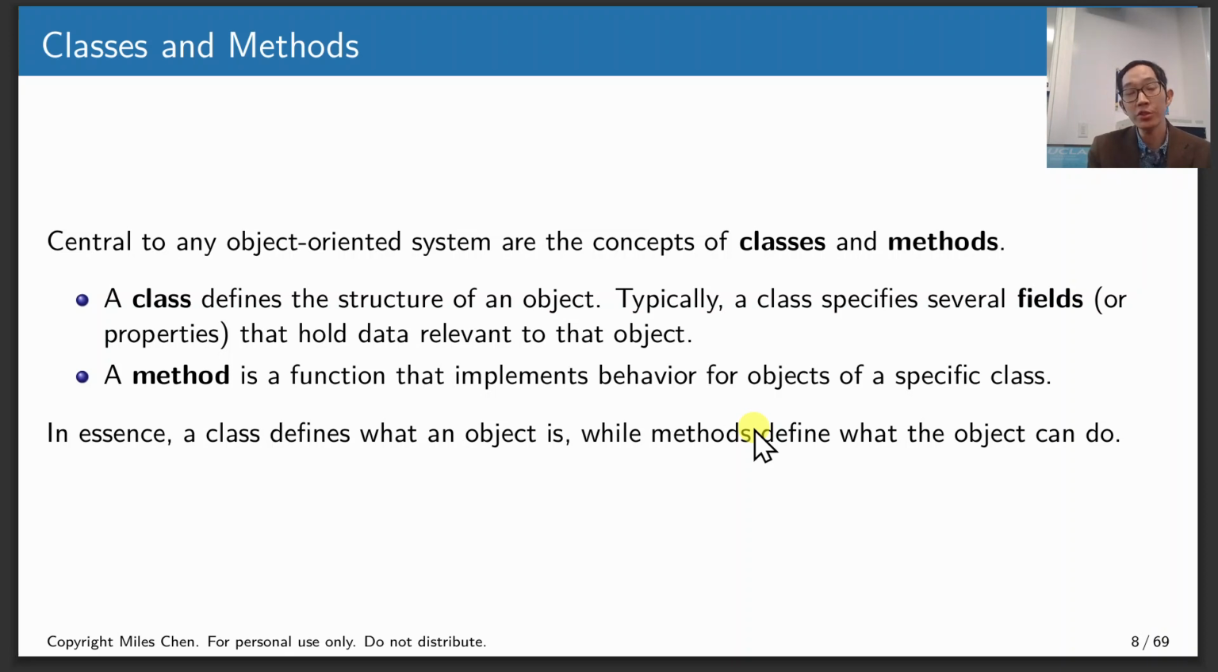Classes define the structure of the object. So classes basically define what the object is. Inside the class, it will contain fields or properties that hold the data that's relevant to the object. And then you have methods, which are functions that implement the behavior for that specific class. Okay? In generic function OOP, the methods belong to the function. In encapsulated OOP, the methods belong to the objects. But that's what we have here.